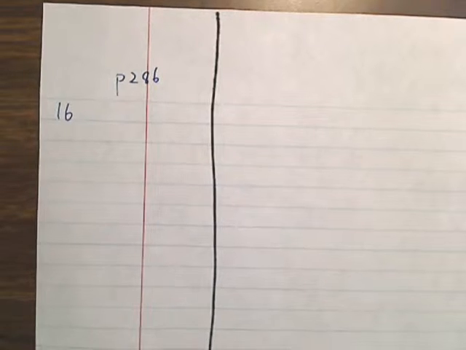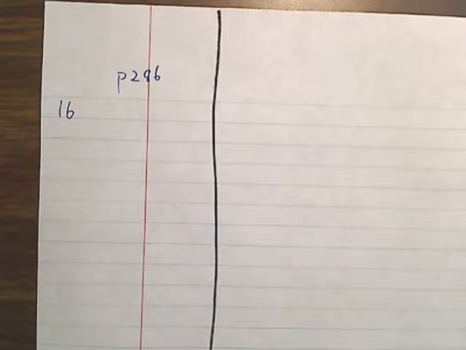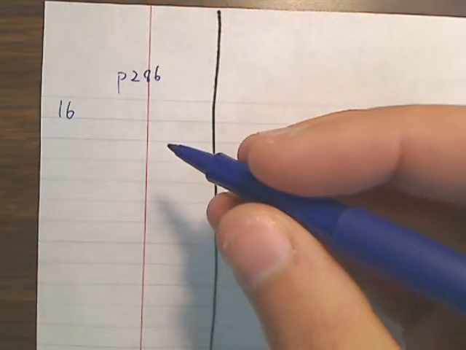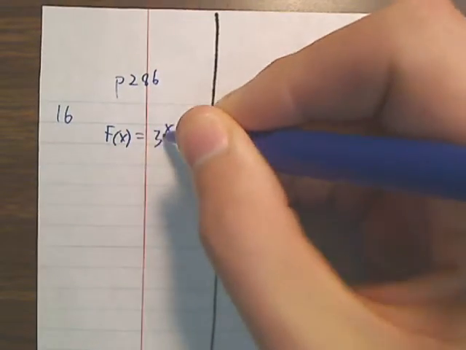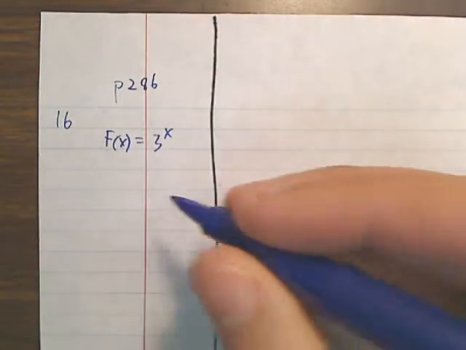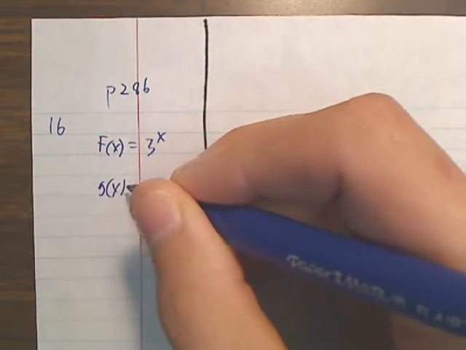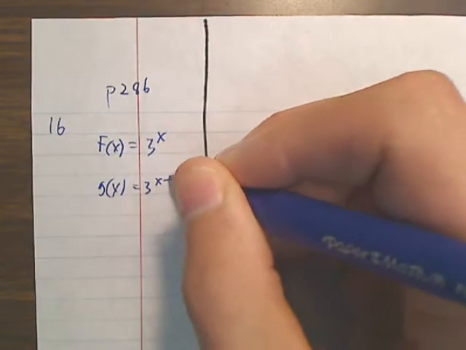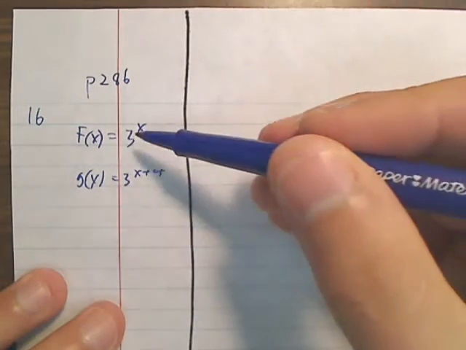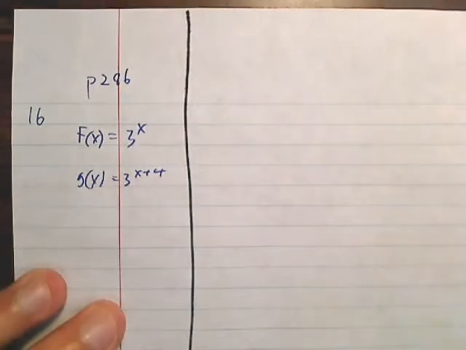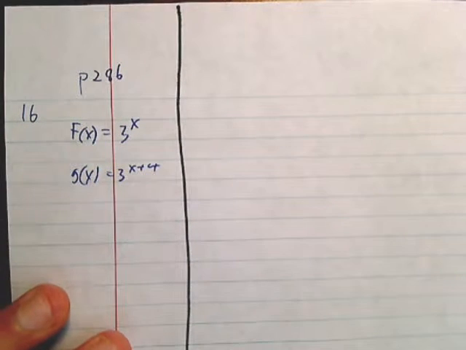So number 16 says describe how to transform the graph of f into the graph of g. So it's asking you to go back and remember those transformations. So 16 starts with f of x equals 3 to the x, and g of x is 3 to the x plus 4. And it's asking you to remember what this transformation means. So it's asking you to say, when you add 4 at the x, what does that mean? Let me give you a minute to think about that.